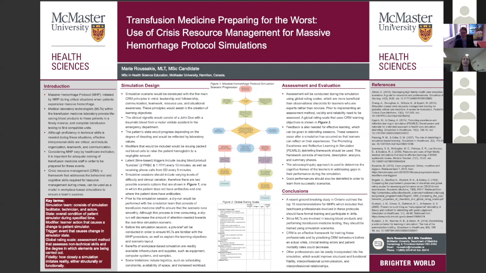Prior to conducting any simulation with learners, a dry run would need to be completed with the simulation team. And just prior to the simulation itself with the MLT learners, a pre-brief session would need to occur in order to make sure that the learners are familiar with the institutional massive hemorrhage protocol, as well as the learning objectives for the simulation, and the scenario layout.